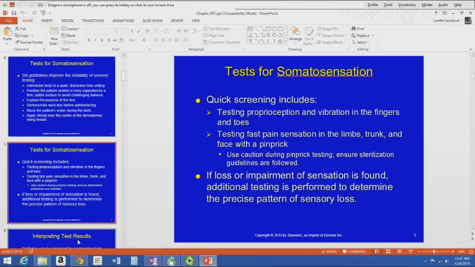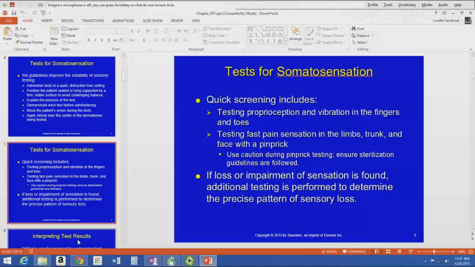So there's a quick screening that a PT will do, testing for proprioception and vibration in the fingers and toes, and testing for fast pain sensation with a pinprick. Of course, you've got to watch your infection control and make sure you're using a sterile tip.